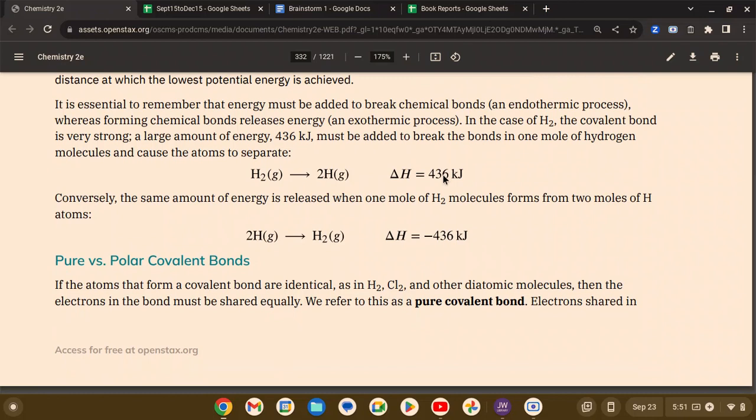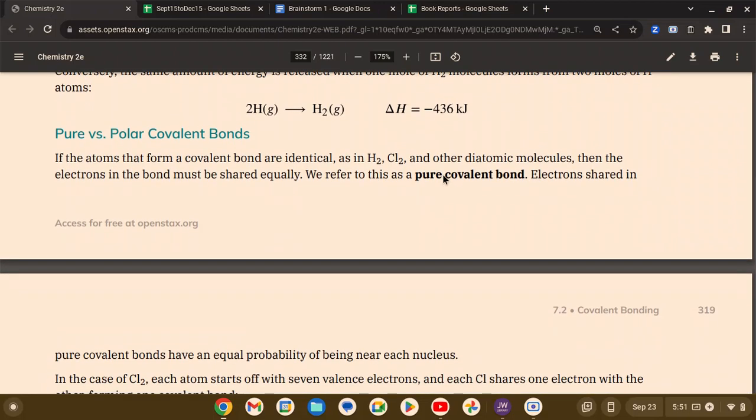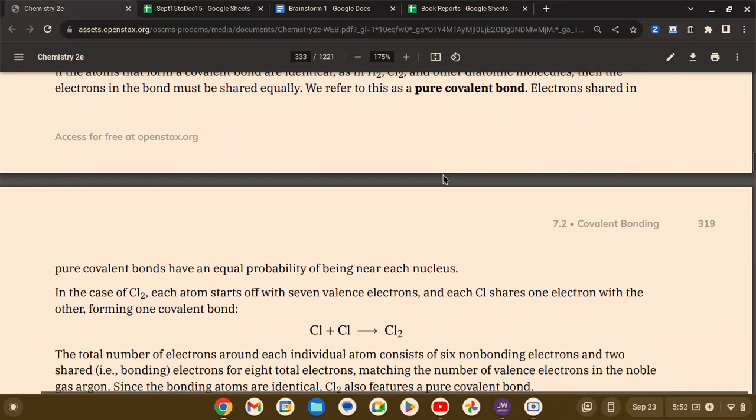Conversely, the same amount of energy is released when 1 mole of H2 molecules forms from 2 moles of hydrogen atoms. Pure versus polar covalent bonds. If the atoms that form covalent bonds are identical, as in H2 or Cl2 and other diatomic molecules, then the electrons in the bonds must be shared equally. We refer to this as a pure covalent bond. Electrons shared in pure covalent bonds have an equal probability of being near each nucleus.